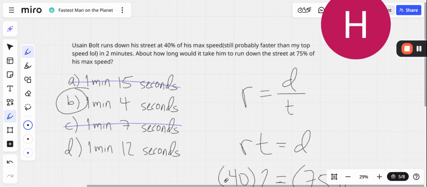So, how did you do on this problem? I hope you were able to finish it faster than Usain Bolt can travel down his street. It should only take about a minute to solve this problem.